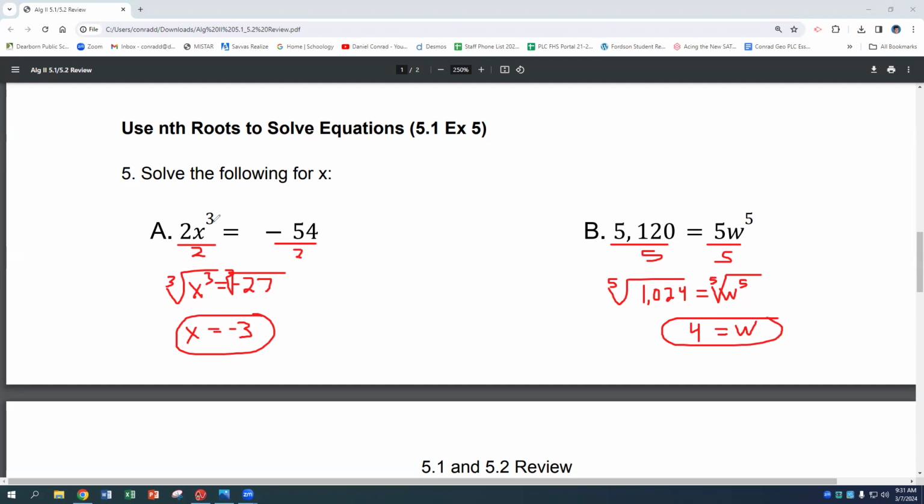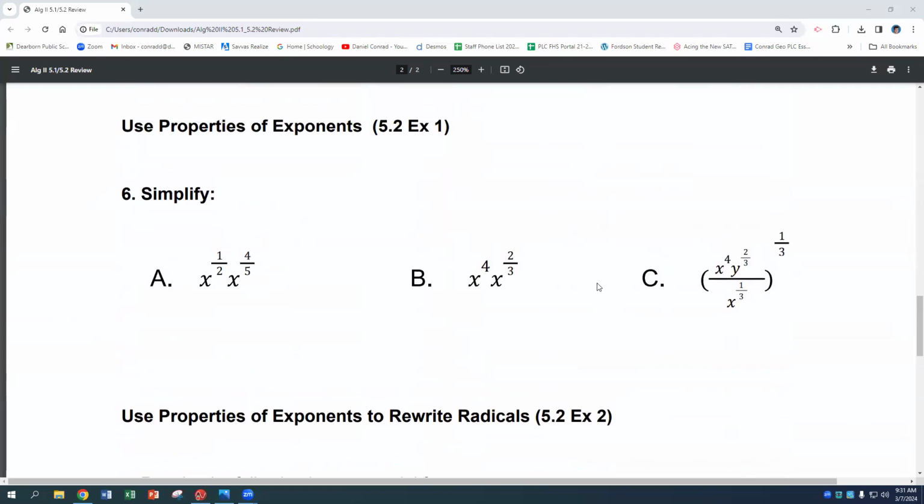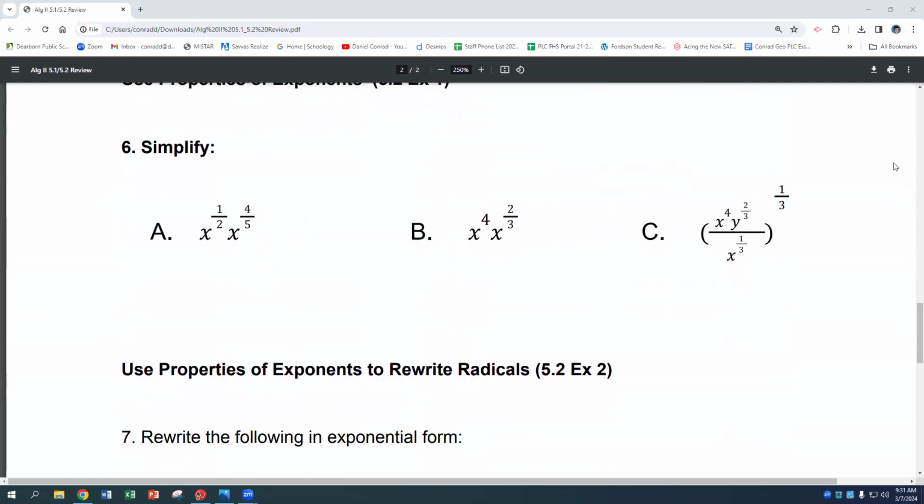If either of these were even, so remember if you had x squared, or x to the 4th, or x to the 6th, then your answer is going to be plus or minus. But if it's odd, you're just going to have that one solution, one root. All right, so that's it, I think, for 5.1. Now on to 5.2. The first one is use properties of exponents.